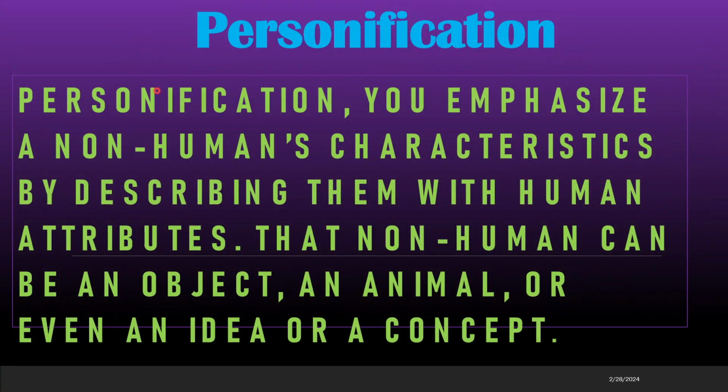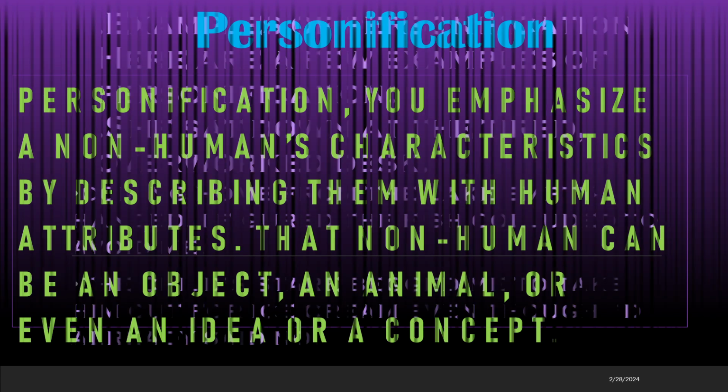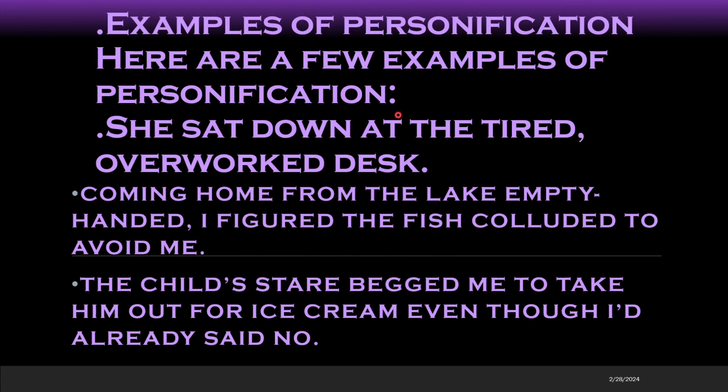Next one is personification. In personification, you emphasize a non-human's characteristics by describing them with human attributes. That non-human can be an object, an animal, or even an idea or a concept. Personification means when you give a non-human, non-living thing a human quality. You will understand it better with the examples. So here are a few examples of personification.